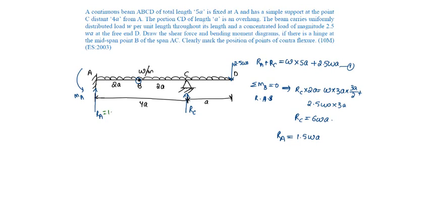This is 1.5 WA, this is 6 WA. Again, equating moment at B on the left hand span, we can get MA equal to W into 2A into 2A by 2, that is, 2WA square is MA. This is 2WA square.